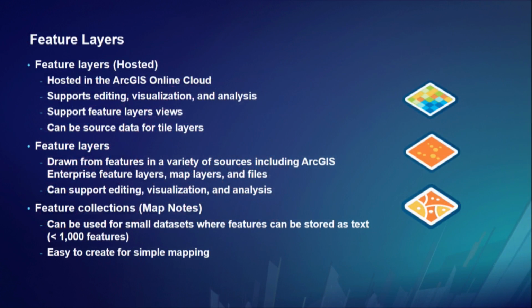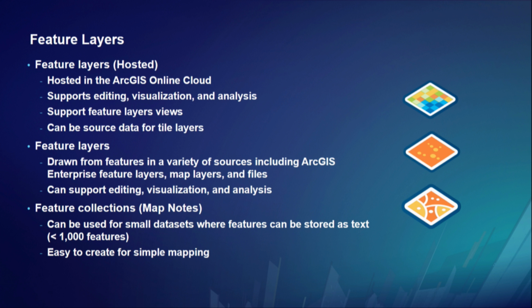All right, so now let's talk about feature layers. We've talked about tiles, we've talked a little bit about feature layers, and we'll dive a little deeper into these. There are three versions of these. The hosted variety is hosted in ArcGIS Online's cloud. So when you see that item type in ArcGIS Online, it'll have hosted in parentheses after it. These layers support editing, and they support visualization and analysis, meaning that you can use them as inputs to those analysis tools in the map viewer. They also support feature layer views, and we'll talk more about views in a couple of minutes. And as we saw, they can be the source for tile layers.